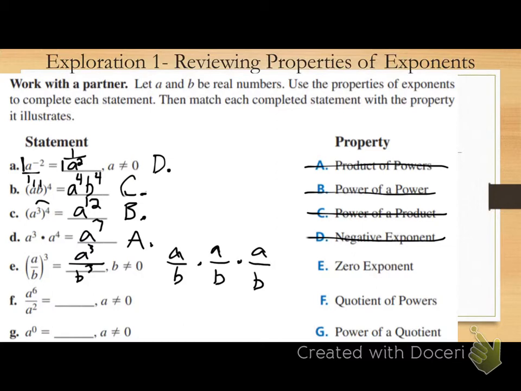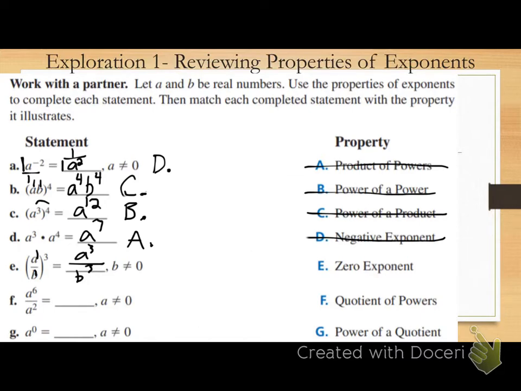Okay, so similar to letter B, every exponent in the parentheses can be multiplied by the exponent outside the parentheses. What exponent does A have inside the parentheses? 1. What exponent does B have? 1. What's 3 times 1? 3, A to the 3rd. What's 3 times 1? B to the 3rd. Does that make sense?